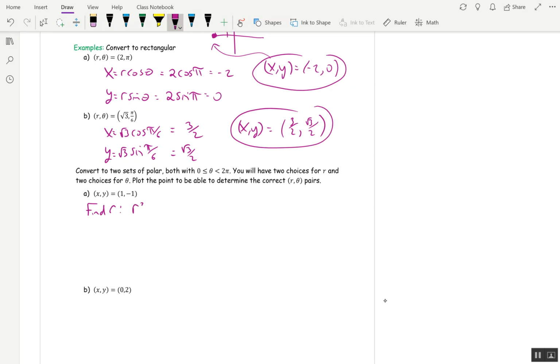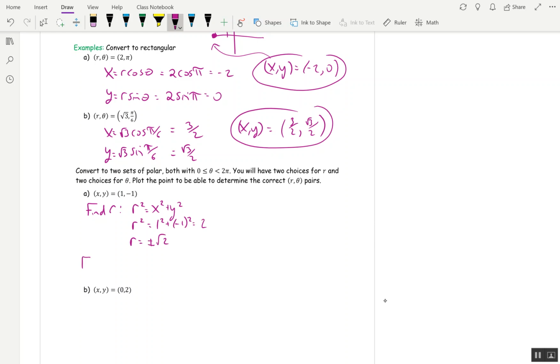I'm going to use r squared is x squared plus y squared. So that gives me r squared is 1 squared plus -1 squared, which is 2. So r is plus or minus √2. That gives me r up to sine.